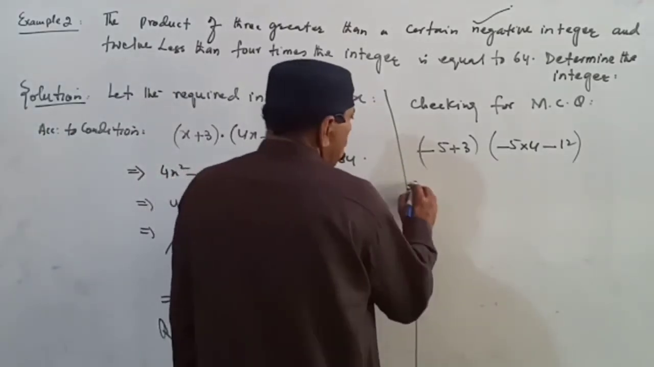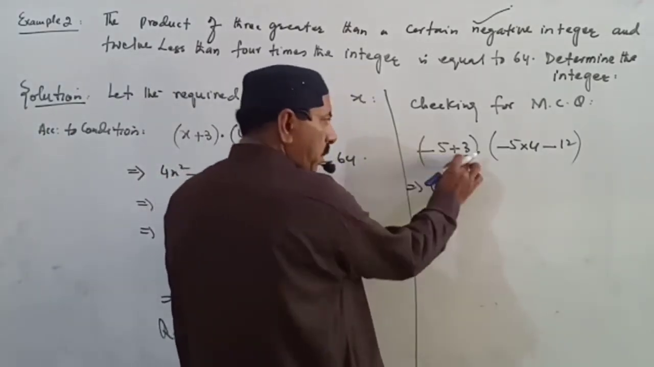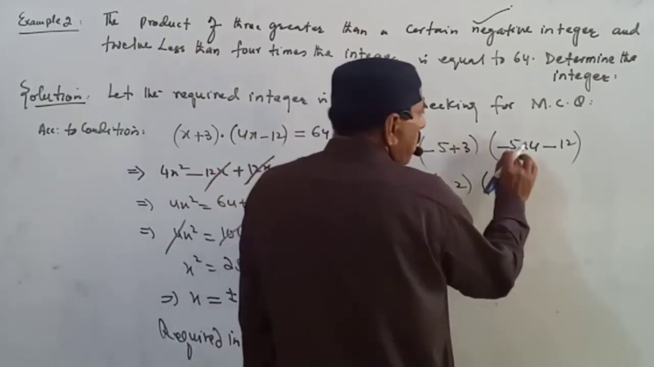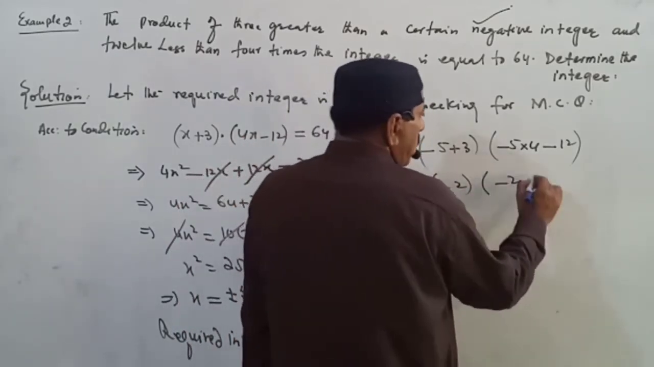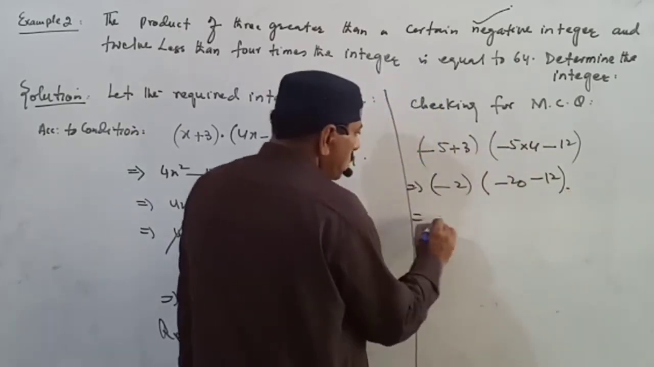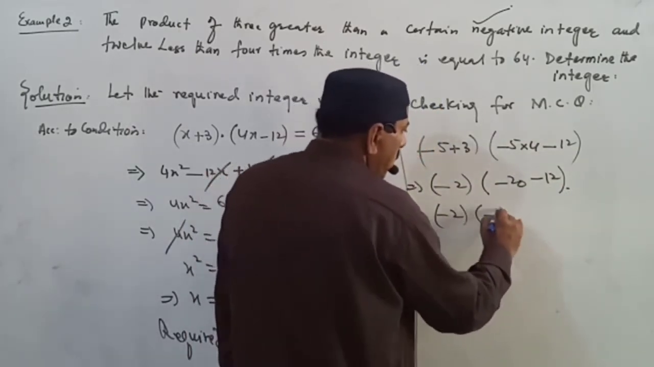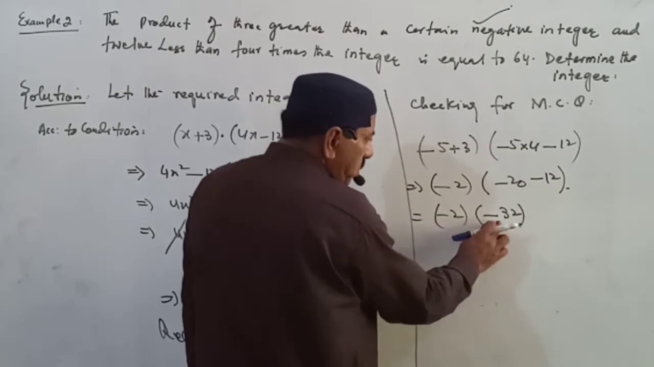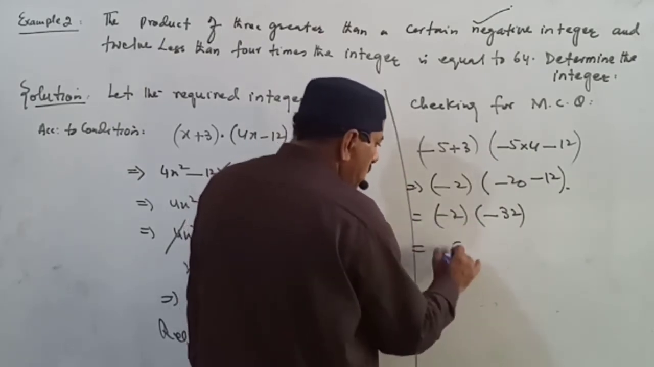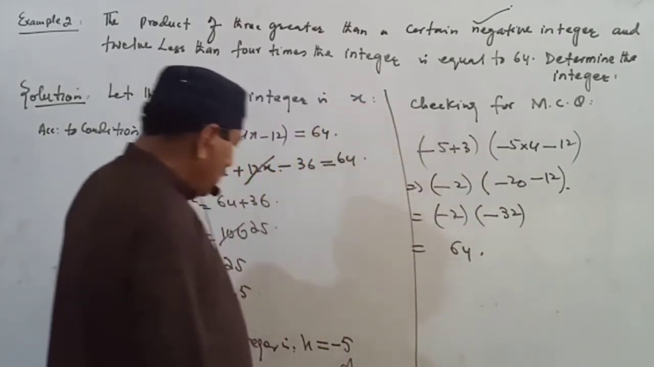Okay. This is minus 5 plus 3, minus 2. Minus 20, minus 12. This will be minus 2, minus 32. Minus into minus is plus, 2 into 32, the 64. Yes. Means minus 5 is the correct answer.